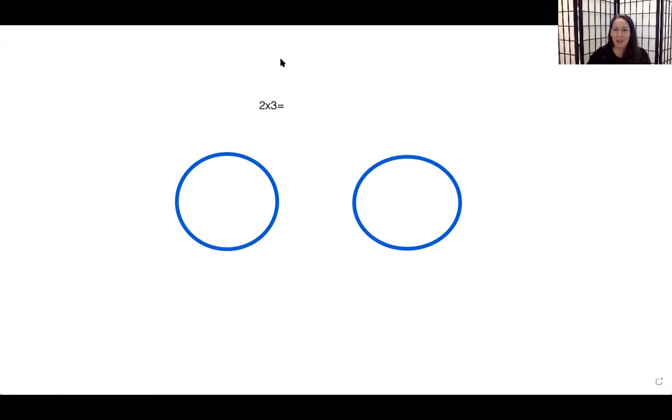So I'm going to use the stamp, and I'm going to go with stars. So I have 2 groups and I need 3 objects in each group. So I'm going to do it like this: 1, 1, 2, 2, 3, 3. I now have 3 objects in each circle or group in my 2 groups.